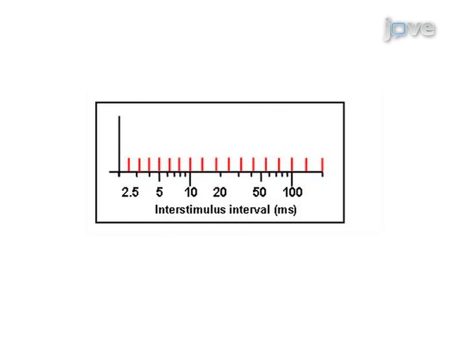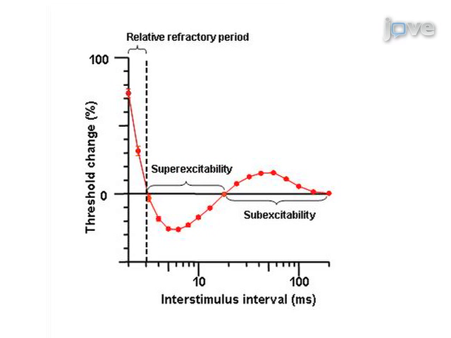Next, assess the recovery cycle using a paired pulse paradigm with an initial supramaximal conditioning stimulus followed at different intervals by a test stimulus, ranging from 2.5 milliseconds to 200 milliseconds. Following the supramaximal stimulus, it is more difficult to generate a subsequent response, termed refractoriness, reflecting the inactivation of voltage-gated sodium channels. Then, following the refractory period, a period of facilitation known as superexcitability occurs.